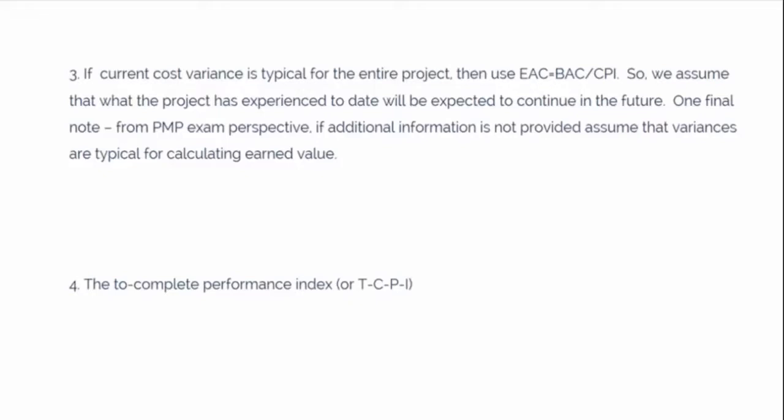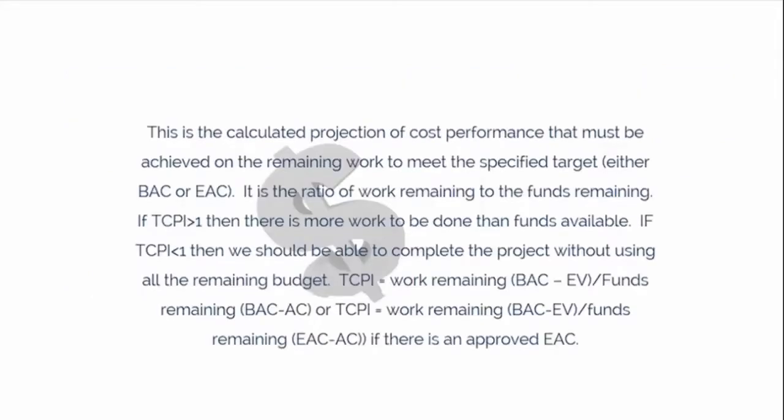For calculating earned value, the To Complete Performance Index, or TCPI. This is the calculated projection of cost performance that must be achieved on the remaining work to meet the specified target, either BAC or EAC. It is the ratio of remaining work to the funds remaining.